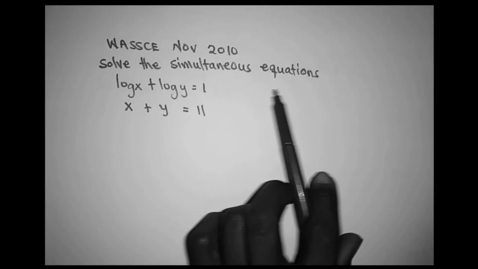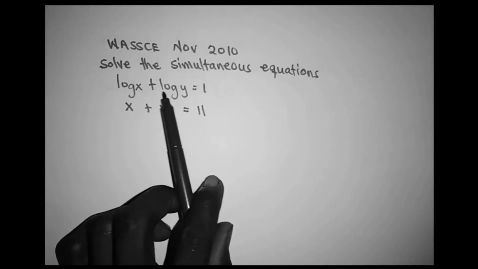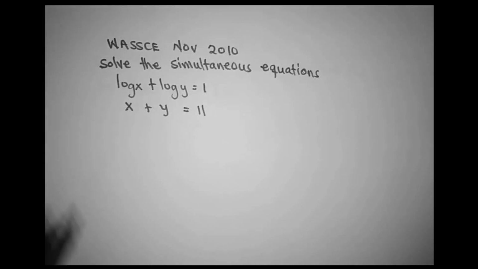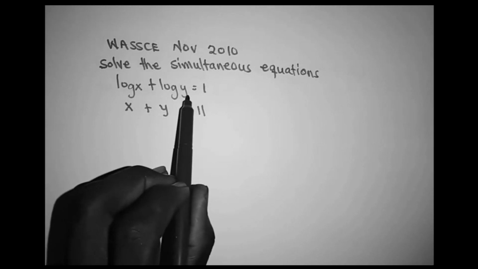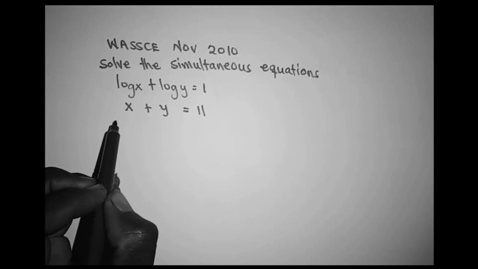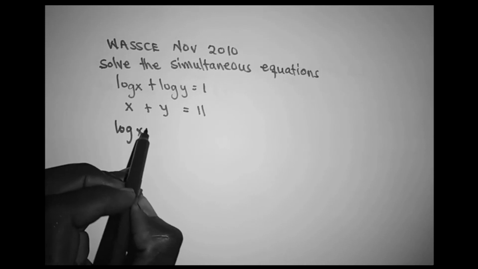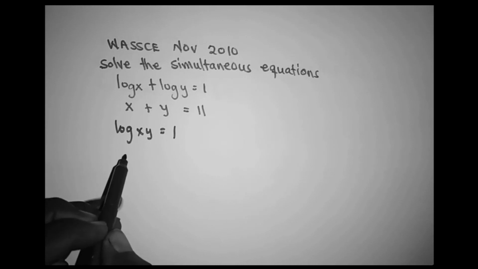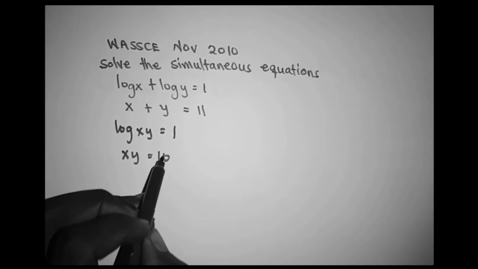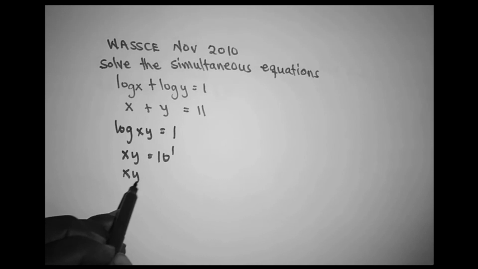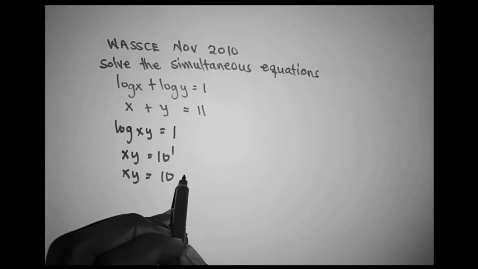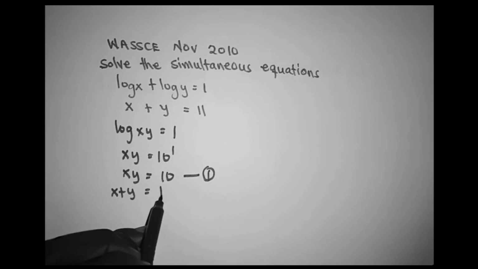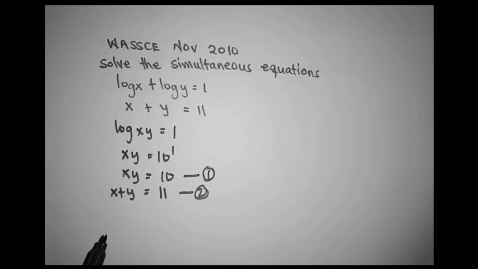So, solve the simultaneous equations log x plus log y equals 1, and x plus y equals 11. So log x plus log y can be written as a single log, which becomes log xy equals 1. But we are working in base 10, and therefore xy is equal to 10 exponent 1. xy is equal to 10. So this becomes our equation 1. Then x plus y equals 11 becomes our equation 2.